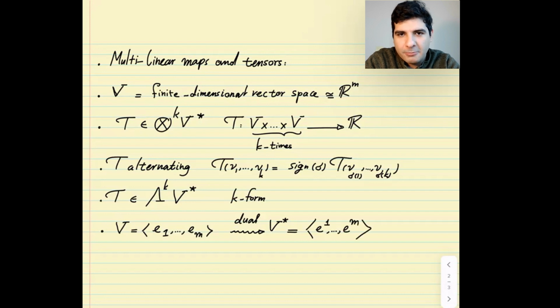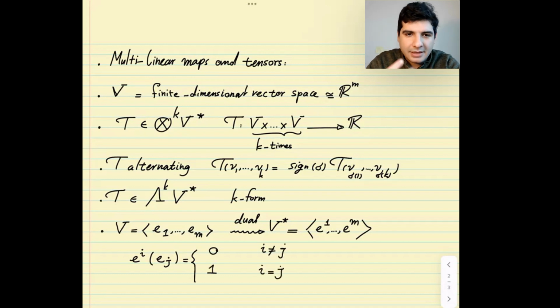Again, I denote them with e^1 up to e^m. I use superscript rather than subscript. So e^i is the linear map which sends e_j to 0 if i and j are different numbers, and it sends it to 1 if i equals j. This is the definition of the dual vector space, and this is the dual basis for the dual vector space.